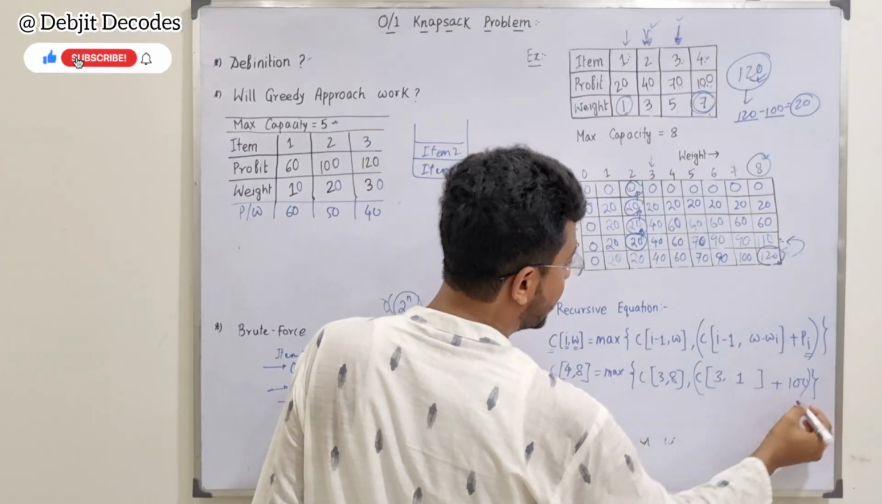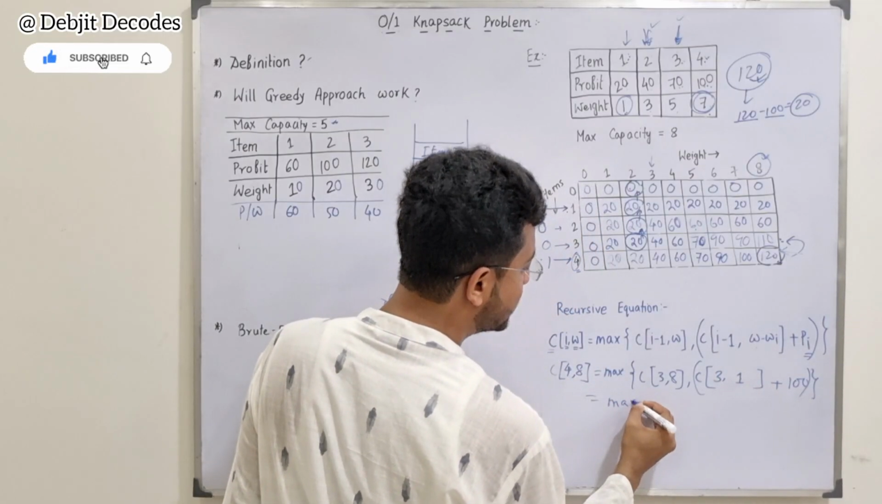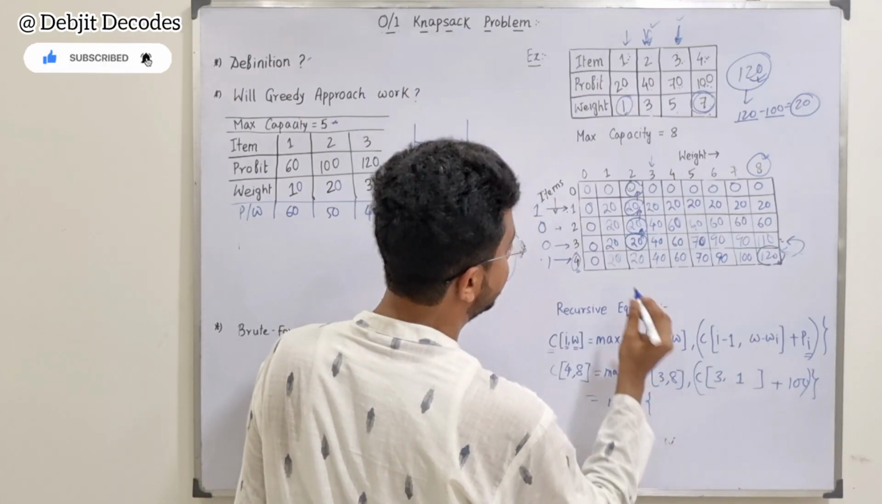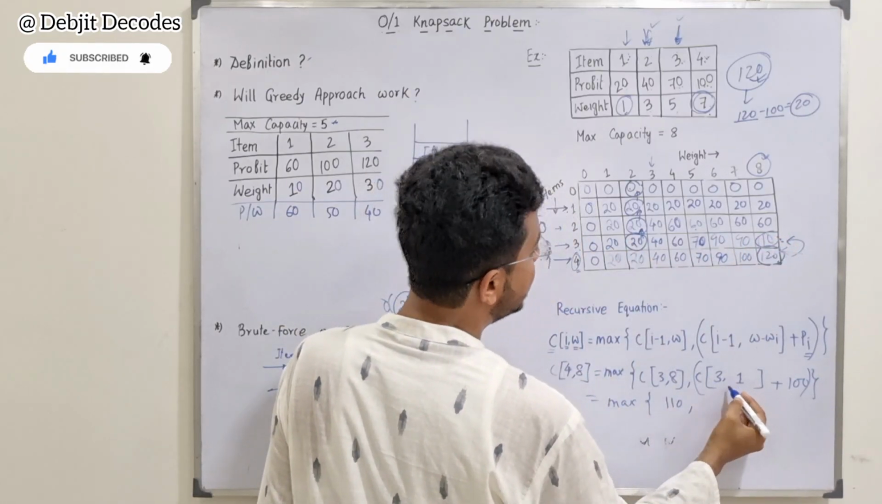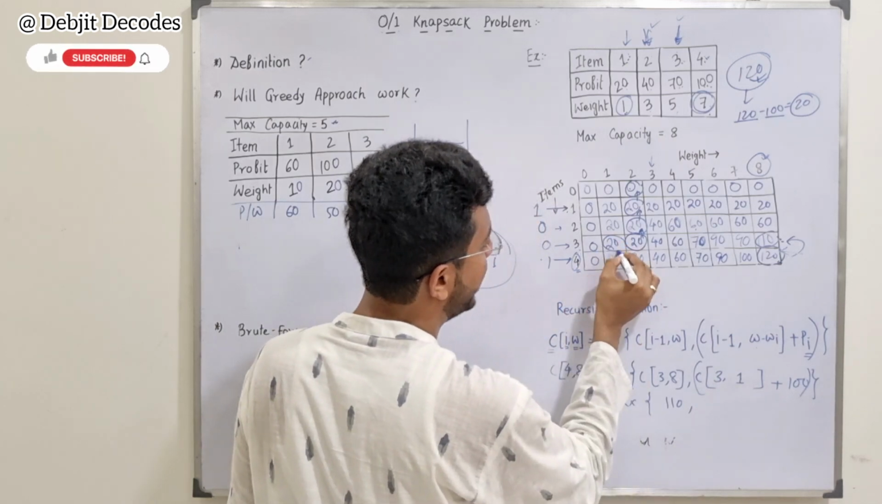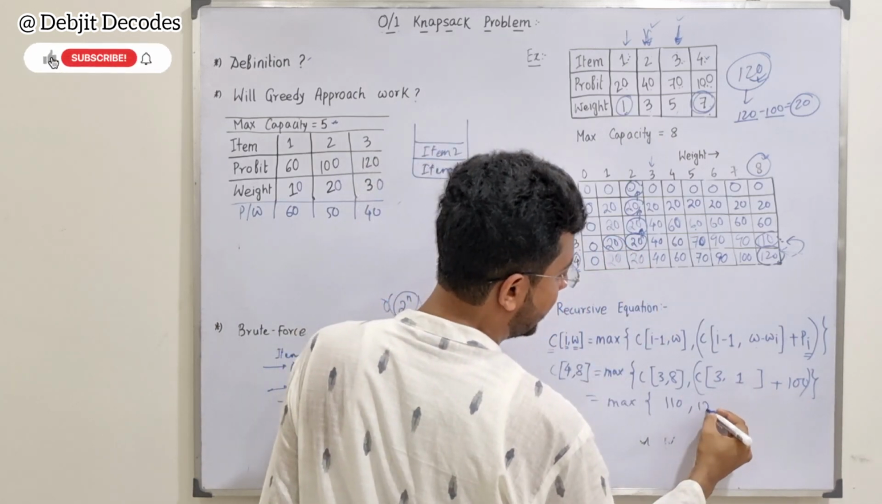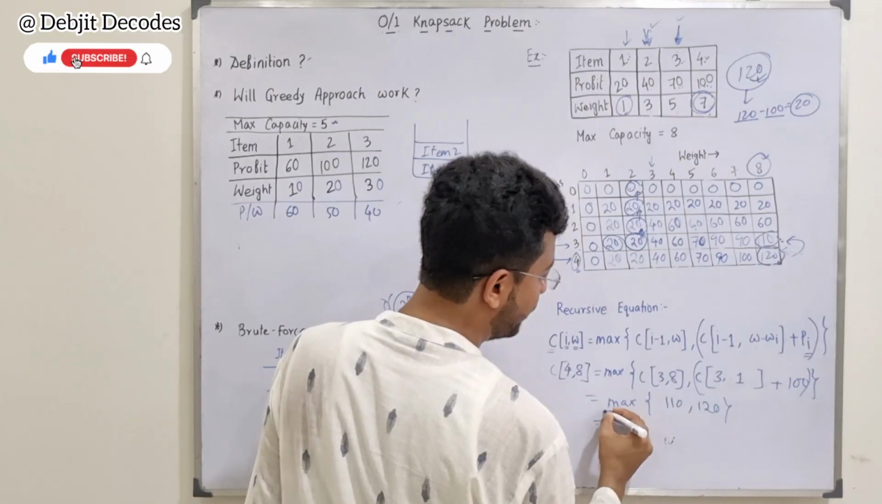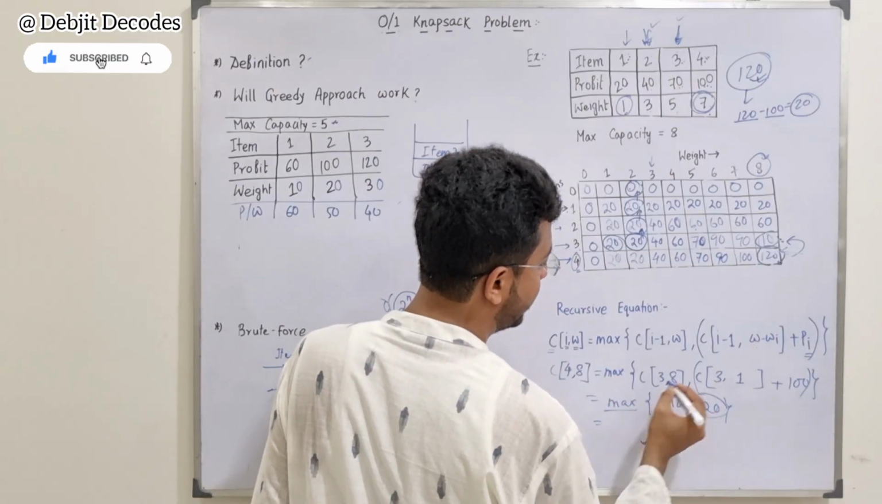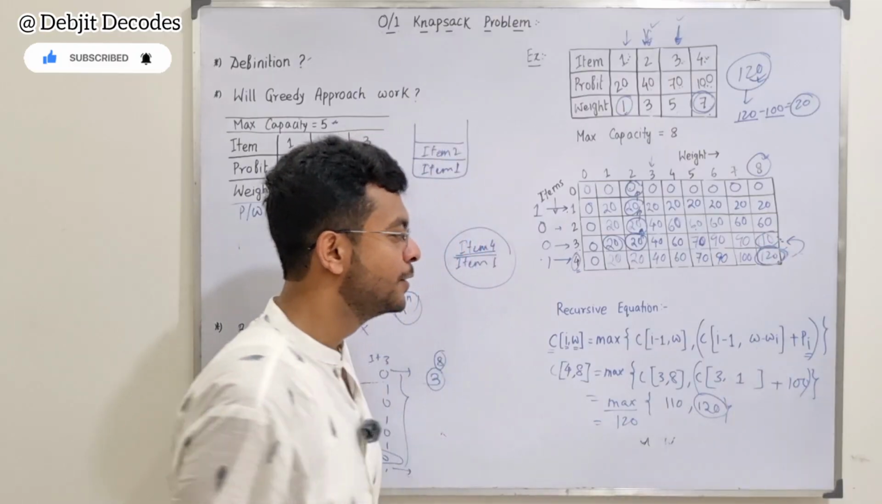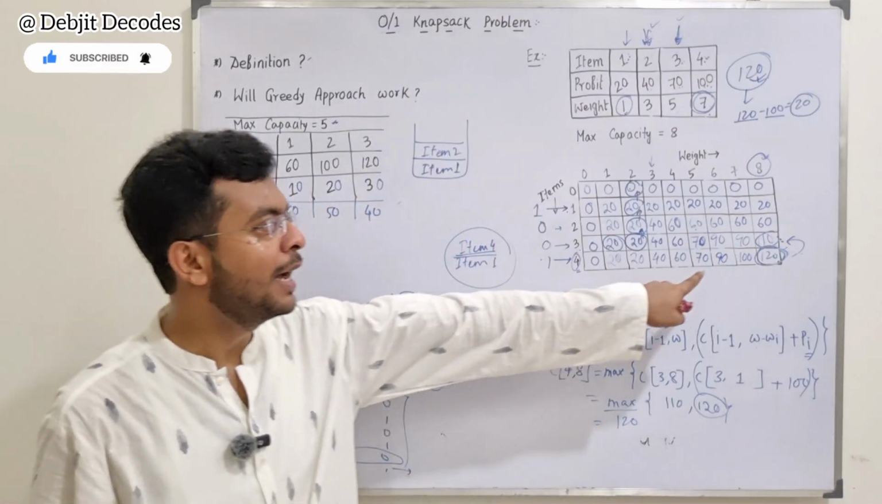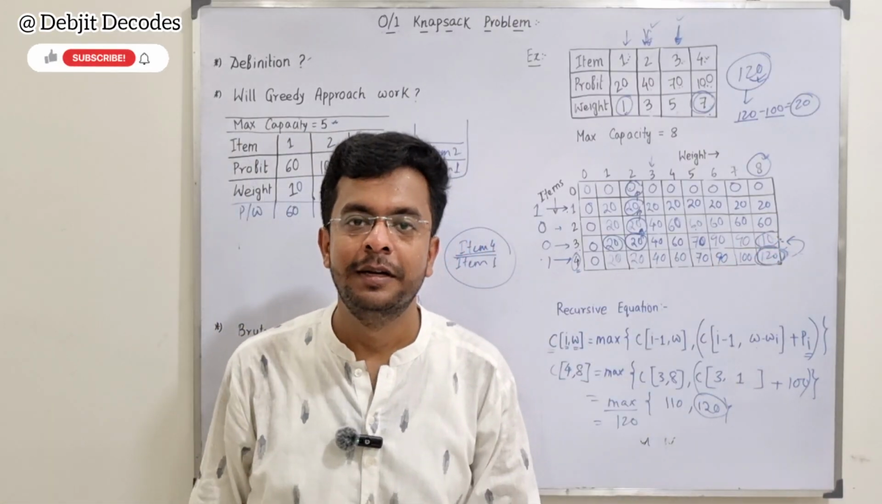So if you can check, what will be the value? Max of, what is C 3 comma 8? C 3 comma 8 is 110, comma C 3 comma 1. What is 3 comma 1? 20 plus 100. That is 120. So you need to take the max one. So 120, 100 and 120 will be picked. So 120 will be here. So we can check using this formula, 120 is coming here as well.